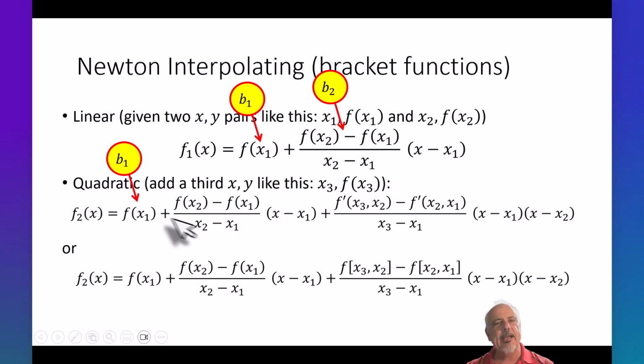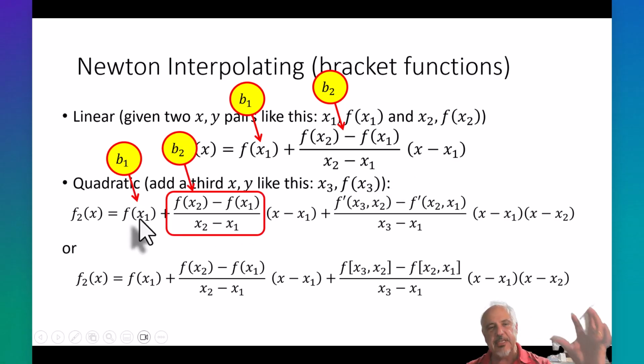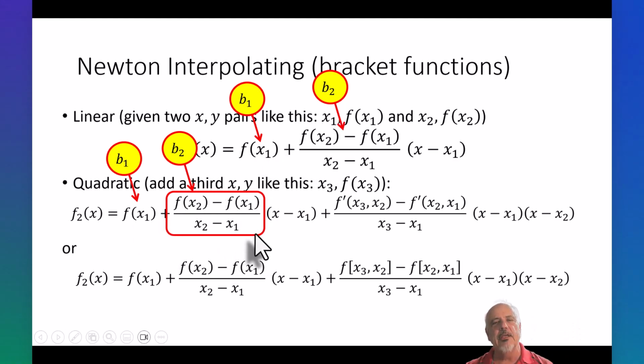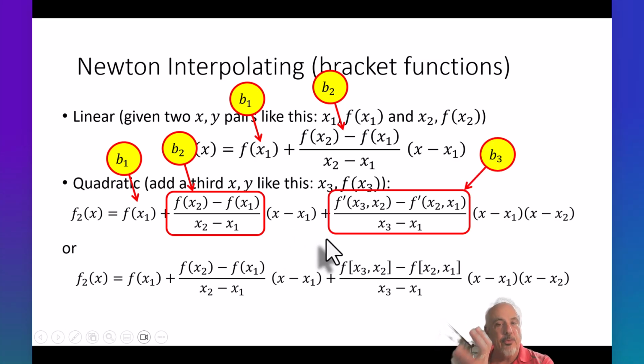So for the quadratic, we have that same b1. We have the same b2 that we had earlier. And this really defines what the b2 is, if you will, times x minus x1. So here we go. We're going to define a b3.